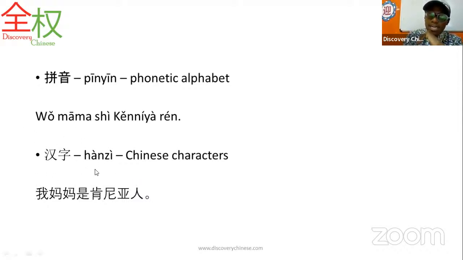我妈妈是肯亚人. Very good. So 我, you can see this is the character for 我. Mama, this is the character for mama. 是, this is the character for 是. Kenya, this is the character for Kenya. Ren, this is the character for Ren.